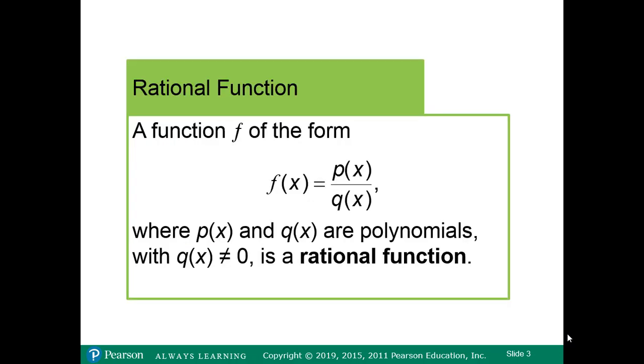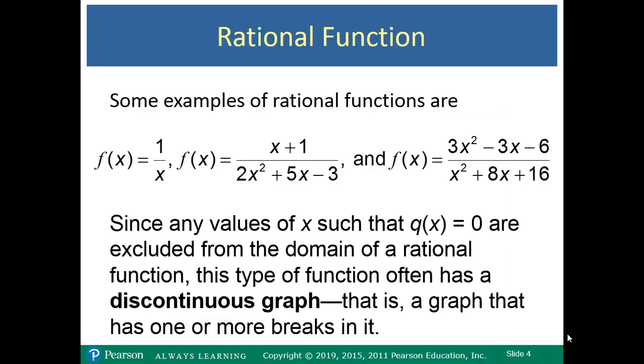Now a rational function is when you have any two polynomials that are divided together. So in this form we have f of x equal to p of x divided by q of x, where obviously q of x cannot be equal to 0. This is what we're going to define as a rational function.